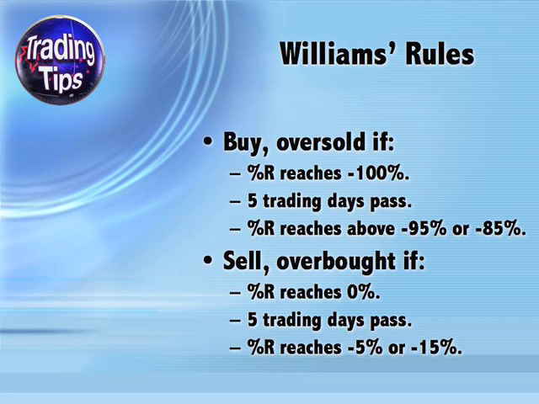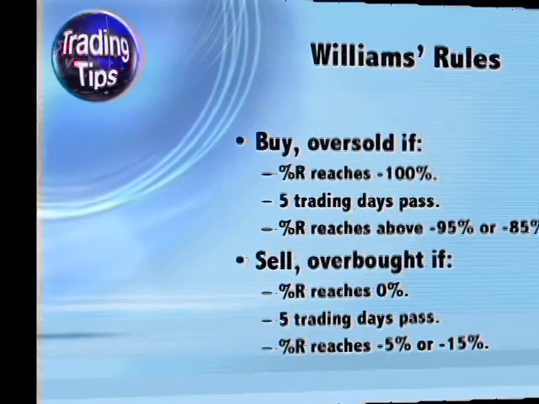He would wait for a stock to reach negative 100% Williams Percentage R and then let 5 trading days pass. If Williams Percentage R then reached negative 95 or negative 85%, he'd buy. Conversely, to go short, he'd wait for the stock to reach 0% Williams Percentage R, then pause for 5 days and wait for it to reach negative 5 or negative 15%.